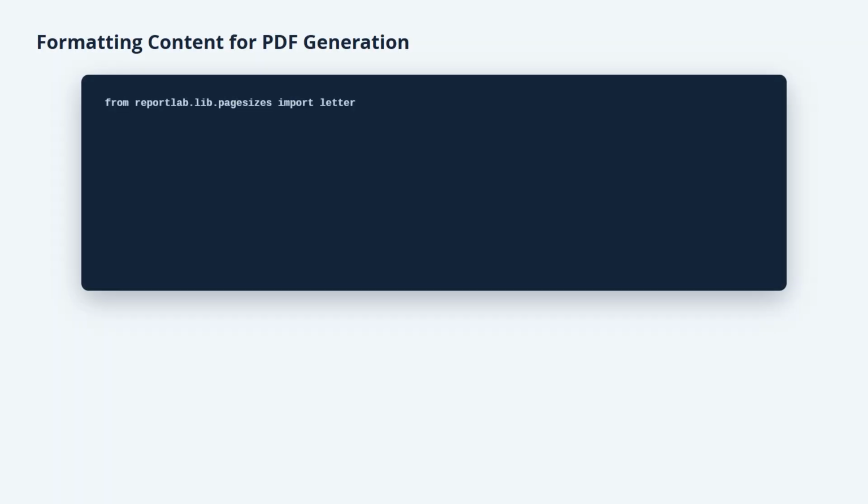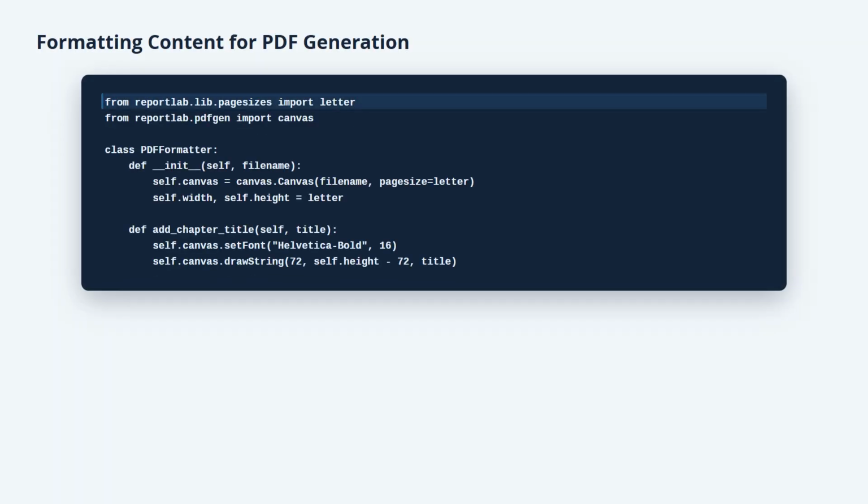Now that we have extracted text and images from the EPUB, it's time to format this content for our final PDF. First, we'll structure our text, ensuring chapter titles stand out by using a larger font size and bolding. We can apply consistent margins for a clean look and consider using bullet points for lists to enhance readability. For images, we'll maintain aspect ratios while resizing them to fit nicely within the page layout.